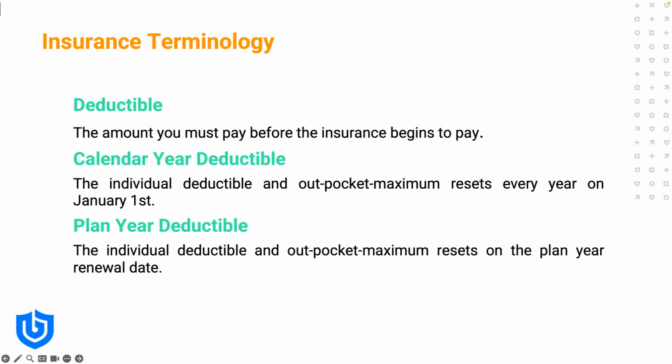For example, for services that only require a copay, such as an office visit or urgent care visit. And there are some cases where you can meet your out-of-pocket and never have met your deductible. All right, so now I'm going to turn this over to Jesse, and he's going to explain the differences between the calendar year deductible and the plan year deductible, as well as the embedded and non-embedded deductibles.